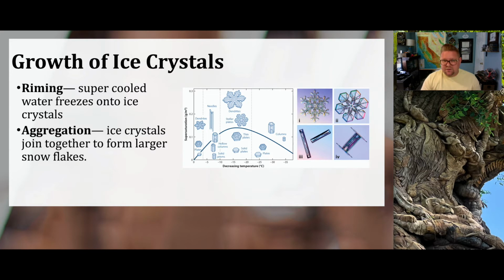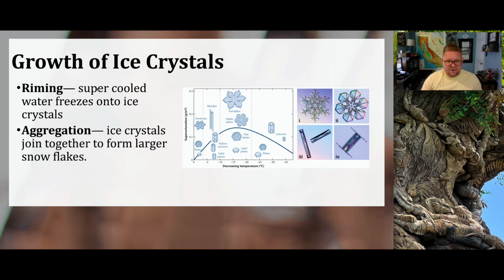And I think that's a really exciting part of precipitation because we often don't think of snow as being precipitation, and as we'll talk about in a couple slides, there's lots of other types of precipitation other than just rain. But we have two processes that we can observe through the growth of ice crystals. There's riming and aggregation. Riming is supercooled water freezes into an ice crystal, done deal. Aggregation is ice crystals will join together to form larger snowflakes.